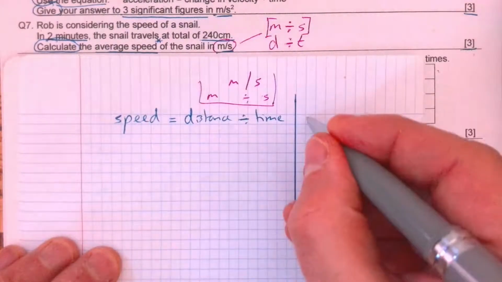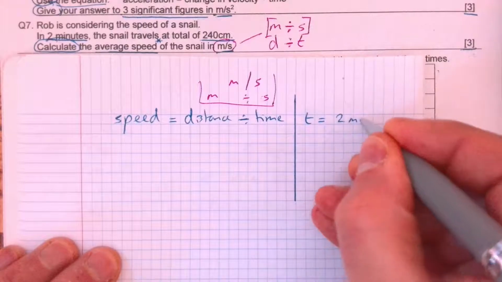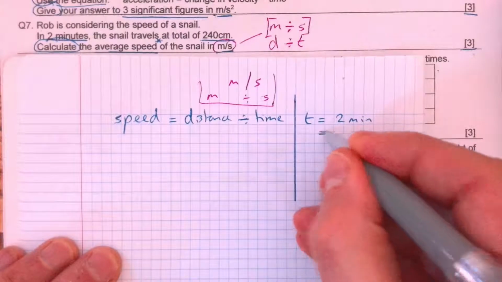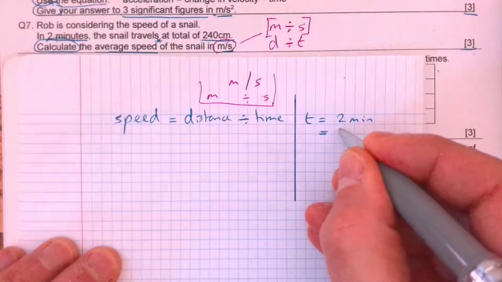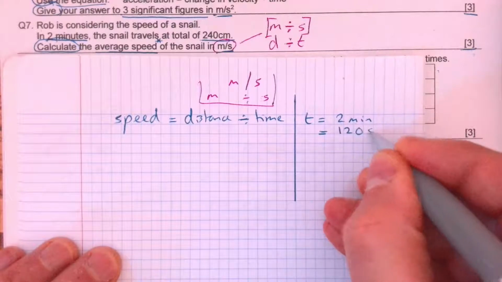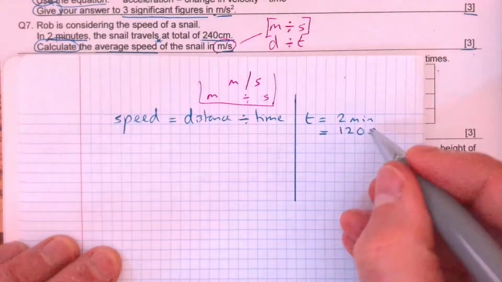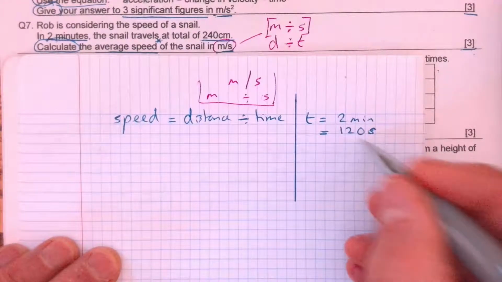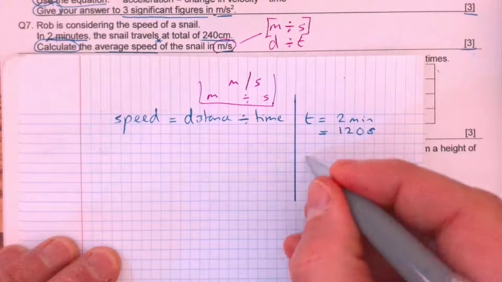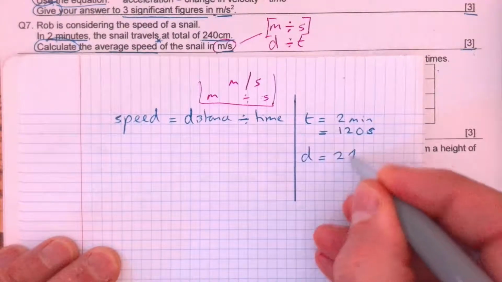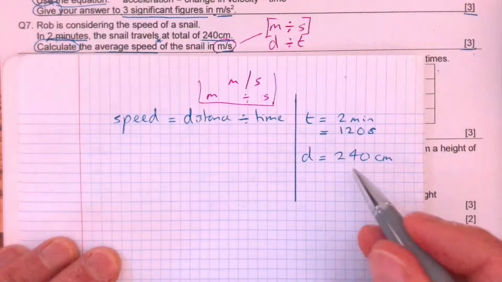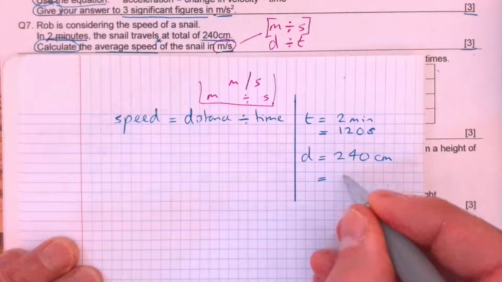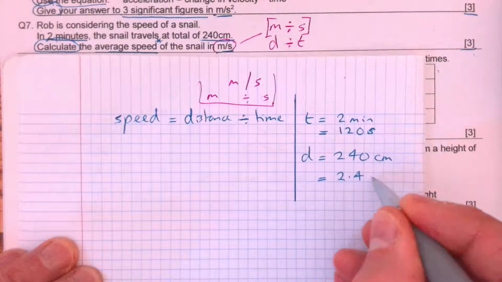In 2 minutes, so I've got time is 2 minutes. Well, straight away minutes is an unusual unit of time, so I'm going to convert that. 1 minute is 60 seconds, so 2 minutes will be 120 seconds. I may not choose to use that, that's absolutely fine, but I've done it just in case. It turns out that within this question I'll get a mark just for writing that. The distance is 240 centimetres, again a peculiar measurement of distance, so I'm just going to convert that into metres. So it's 2.4 metres.